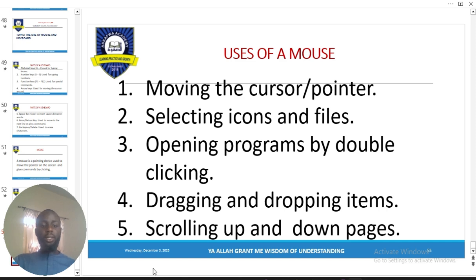So with this, I believe we have briefly explained the topics we have discussed this time.